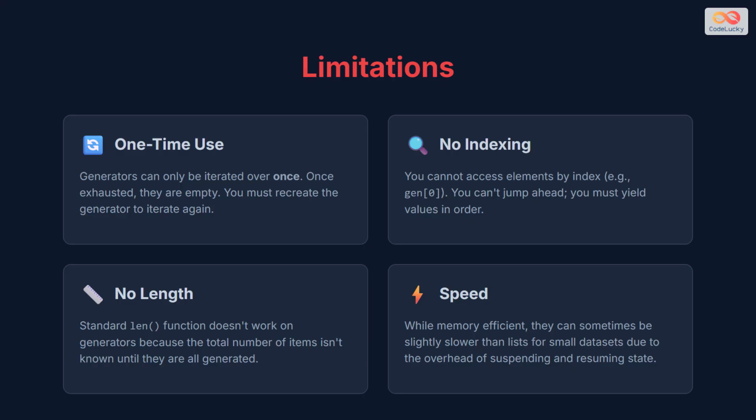There are a few trade-offs to keep in mind. First, generators are one-time use. You cannot iterate over them twice. Once they are exhausted, you must create a new one. Second, you cannot access elements by index like you can with a list. And finally, they don't have a length, so you cannot use the len function on them.